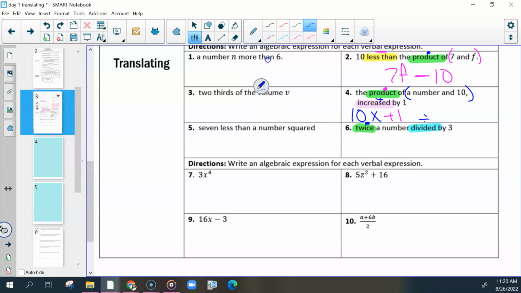So I'm going to write the division symbol, but we're not going to actually use the division symbol. We're going to use fraction bars instead. Twice a number, so we're multiplying by 2, and that number can be whatever variable you want. How would we write that part? 2x. 2x. And because we're writing this as a fraction, we want everything to be divided by 3. Okay. Questions on that?